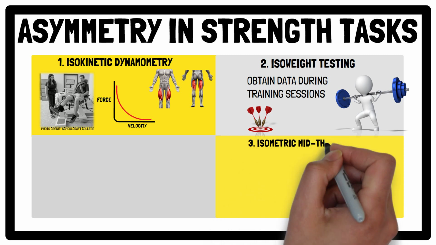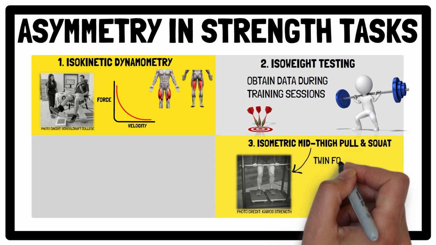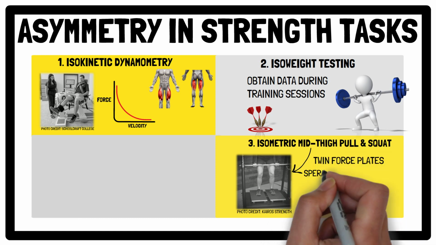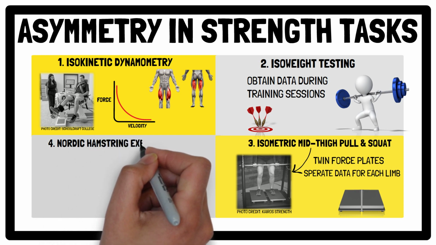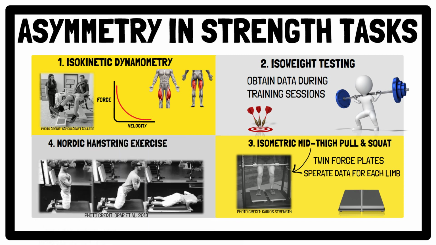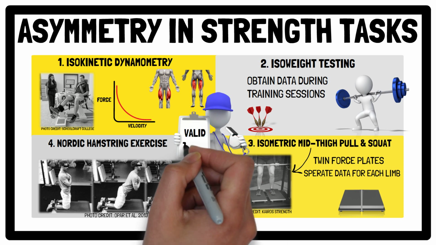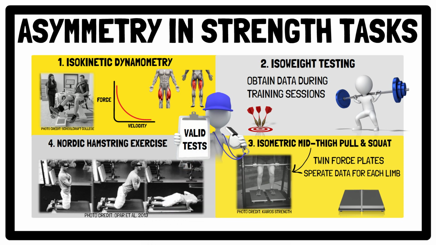The isometric mid-thigh pull and squat, performed on twin force plates, can provide separate data for each limb and therefore can also be used to assess lower limb asymmetries. Although this approach is valid, not everyone has access to twin force plates. The Nordic hamstring exercise also may be used to assess lower body eccentric strength asymmetries. Although the research is still in its infancy, current evidence suggests that the unilateral isometric mid-thigh pull or squat tests and the Nordic hamstring exercise can be used as valid tests to assess lower limb strength asymmetries.